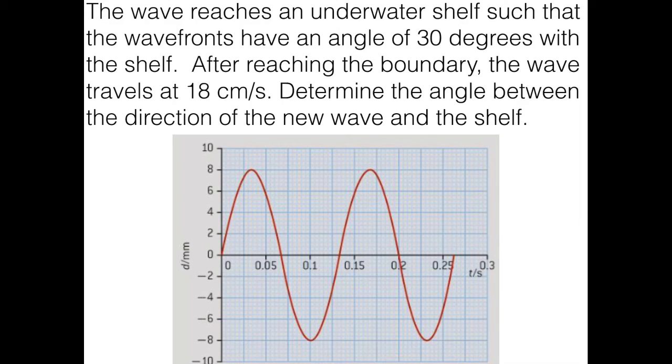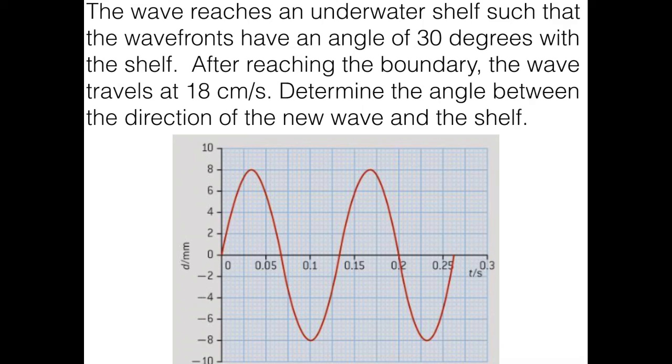All right, so here's the last part of the question. The wave reaches an underwater shelf such that the wave fronts have an angle of 30 degrees with the shelf. After reaching the boundary, the wave travels at 18 centimeters a second. Determine the angle between the direction of the new wave and the shelf.